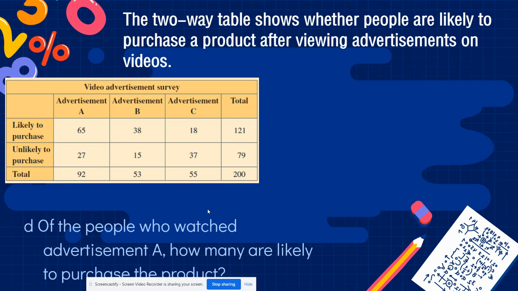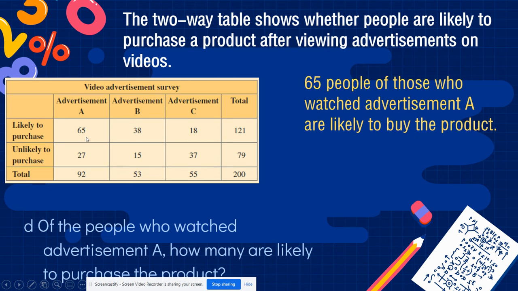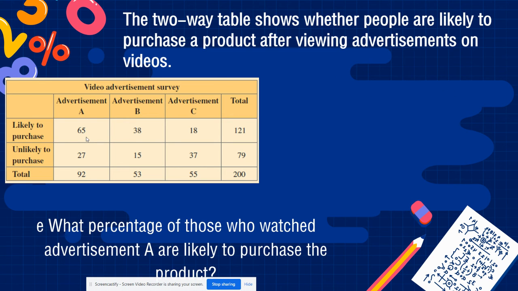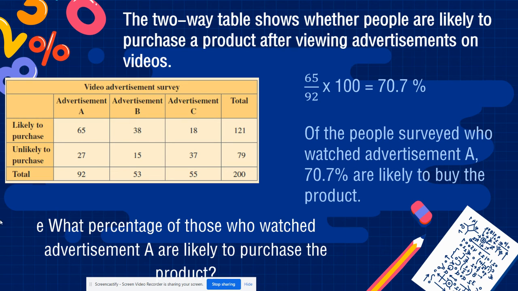Of the people who watched advertisement A, how many are likely to purchase the product? So we know that. What percentage of those who watch the advertisement are likely to purchase the product? So we know it's 65, and we know that our total of the people who watch the advertisement is 92. So we would go 65 divided by 92 times by 100, and it gives you 70.7. And then you can say 70.7% are likely to buy the product. Don't forget to show your working out.